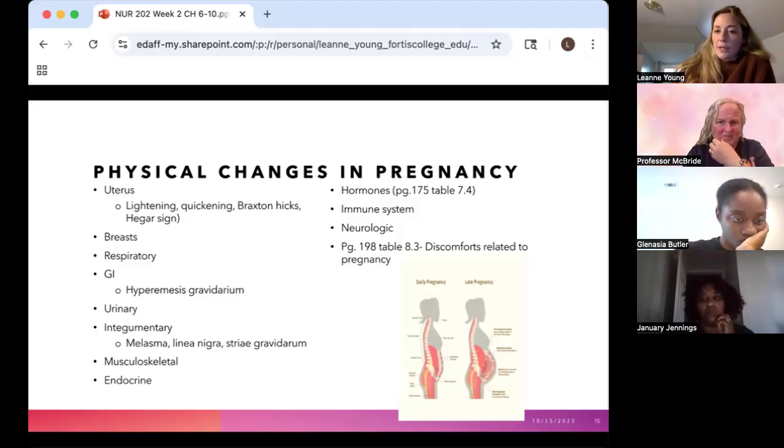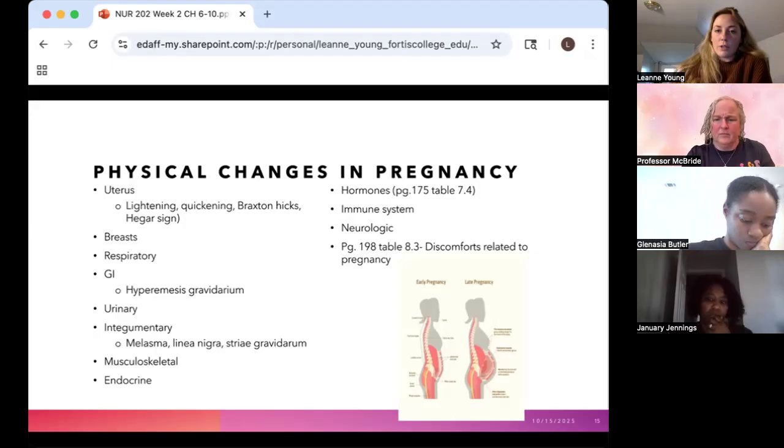Breasts are going to be changing. They're going to enlarge and become tender. A woman's nipples can darken in color and grow in size. They'll become heavier, a little bit more sensitive. They're preparing for lactation and being able to nutritionally provide for the baby.